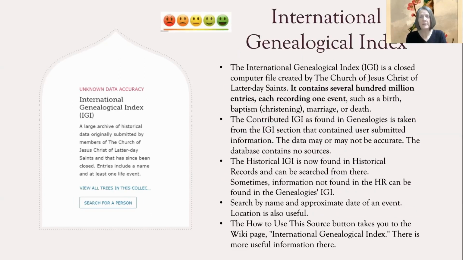The IGI is the International Genealogical Index. It's a closed computer file as well. It contains several hundred million entries because it is not by name. So what they did was they recorded each event on a name. So they separated all the events.